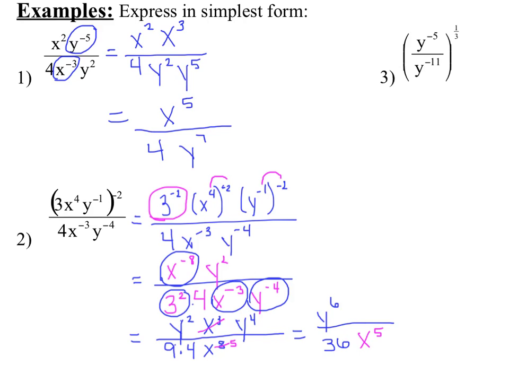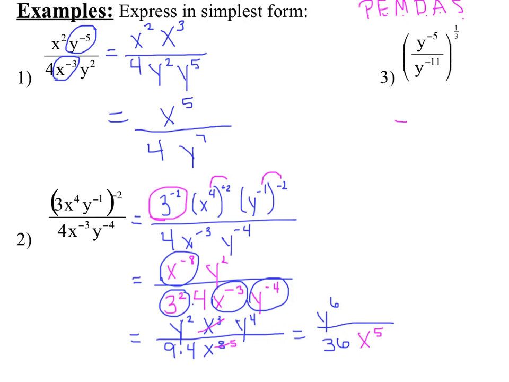Last one, then I have 3 that you want to do on your own and bring them to class. Remember, order of operations is PEMDAS. Parentheses, exponents, multiplication, division, addition, and subtraction. So the first thing I want to do is simplify what's inside my parentheses. So y to the negative 5th divided by y to the negative 11th. Remember, you subtract your exponents if they're dividing.